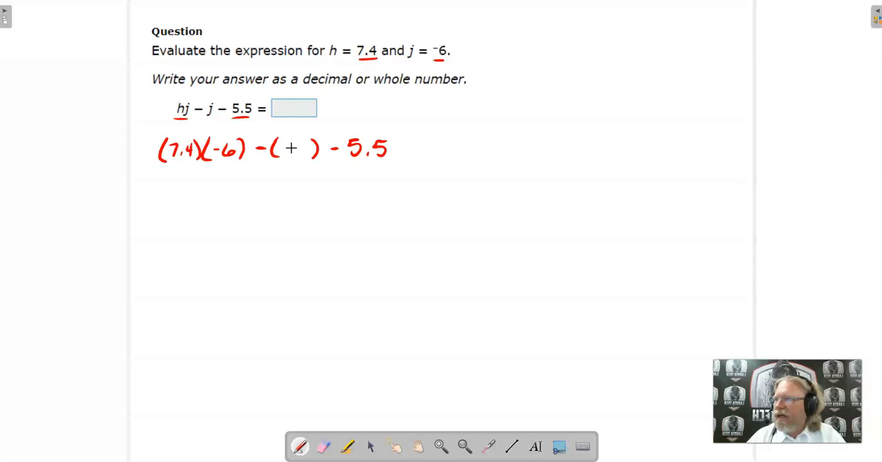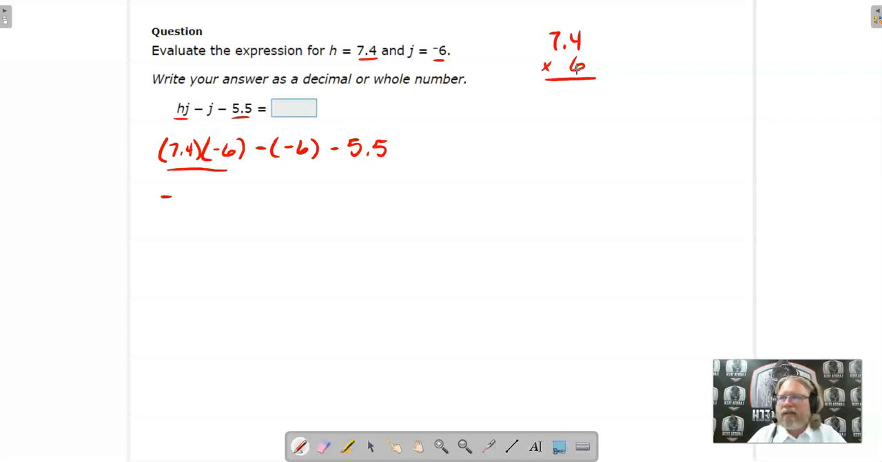And then j again is -6. And we already had the 5.5. So we need to take care of that multiplication right here first. So 7.4 times -6. Well, it is a positive times a negative, so it's going to be a negative number. I know that already. And I'm going to do that 7.4 times 6. I'll go ahead and model that standard algorithm.